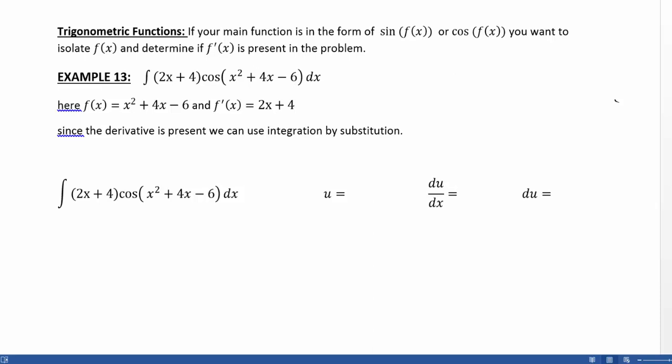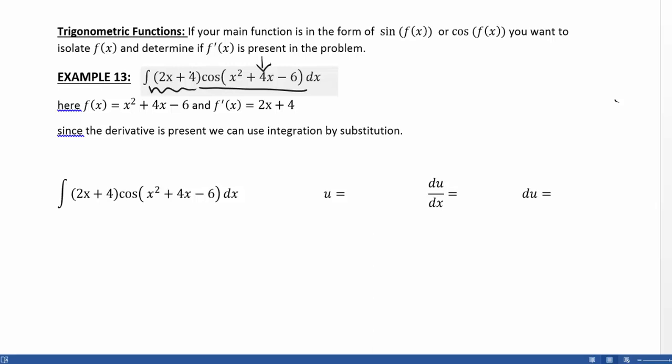Example 13. So notice here that we have a cosine within our problem, and we notice that inside the cosine is something more complicated than just an x. So here we consider the function that's inside cosine, which is x squared plus 4x minus 6. The derivative of that function is 2x plus 4. We notice that 2x plus 4 is also part of our integral. So this is a good candidate for integration by substitution.